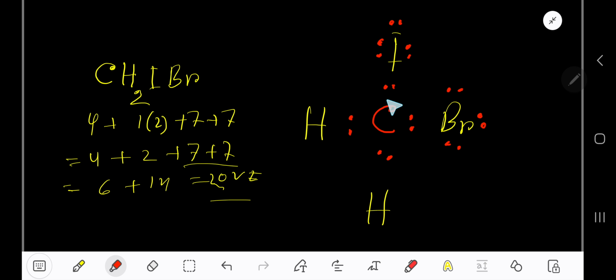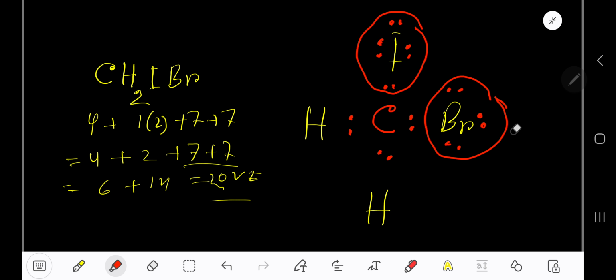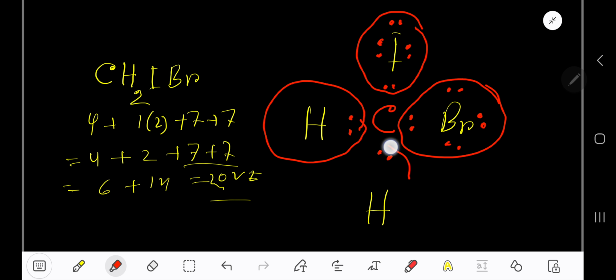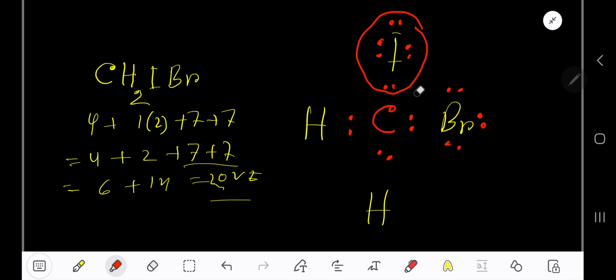Now count for the octet of the outer atoms first. Octet, octet. Now count for duet, duet. Now count for the octet of the central atom.